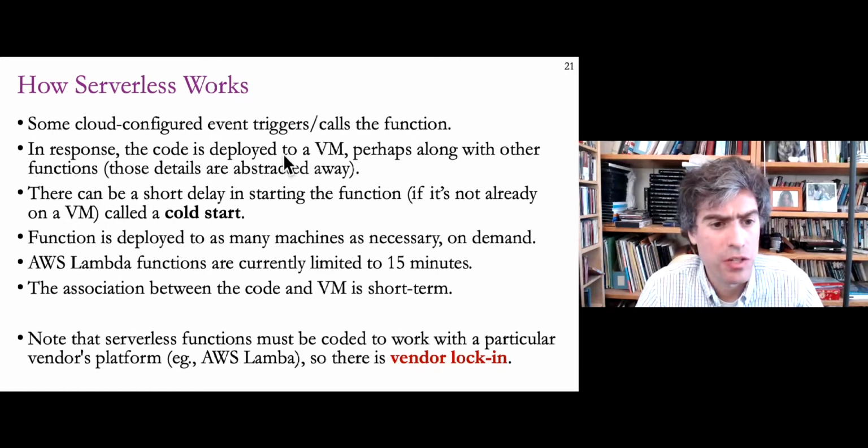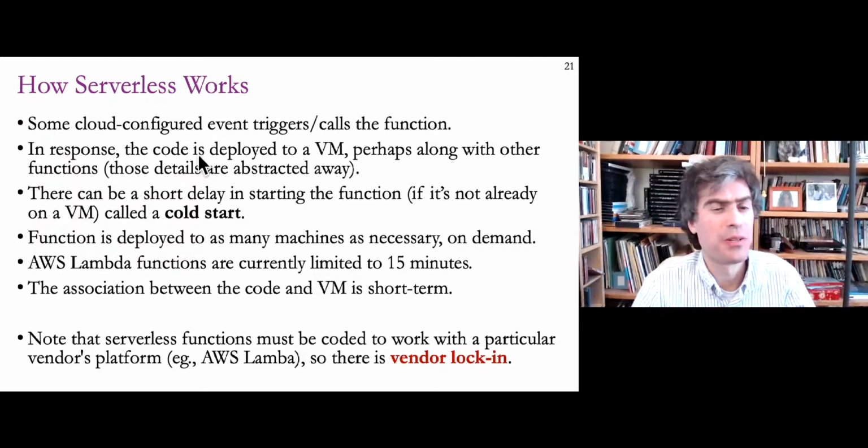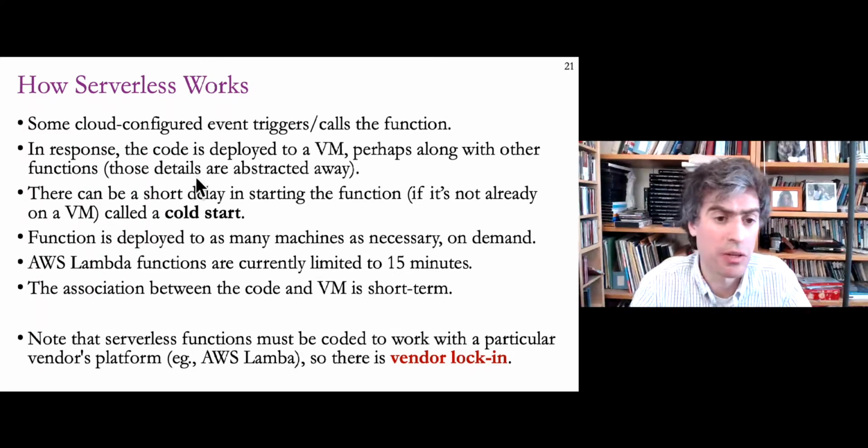When your function gets triggered, the code has to be deployed somewhere. I mean, code always runs on a computer somewhere. It's not truly serverless. The difference is that you're not managing the server, and you don't have to be aware of what the server is, or it doesn't have to be dedicated to you. It can be shared among many other tenants. Okay, so your code is deployed to a virtual machine, perhaps even inside of a container, who knows, along with other functions from other customers, probably, but those details are abstracted away.